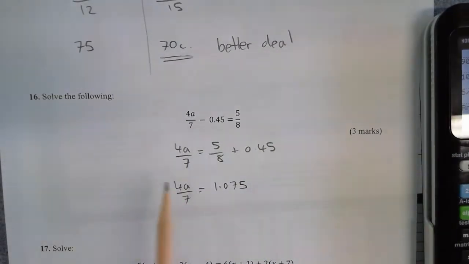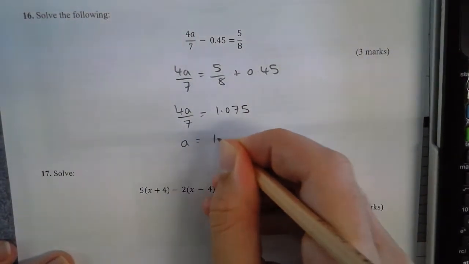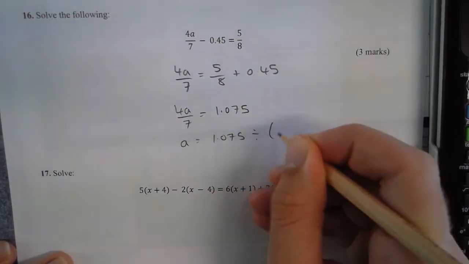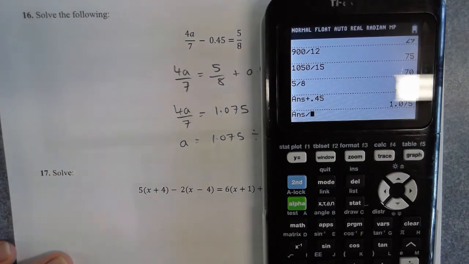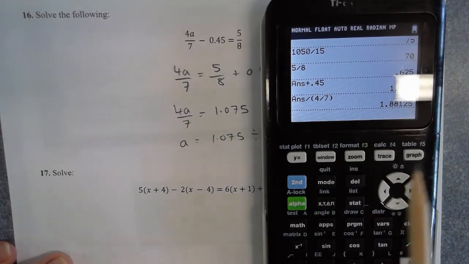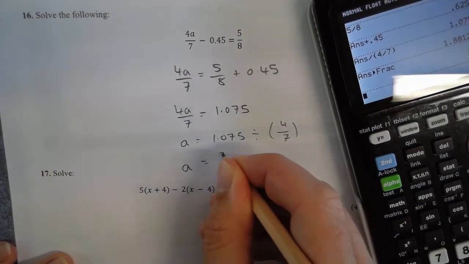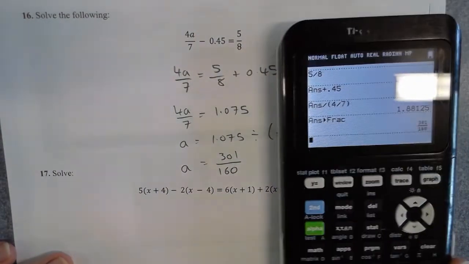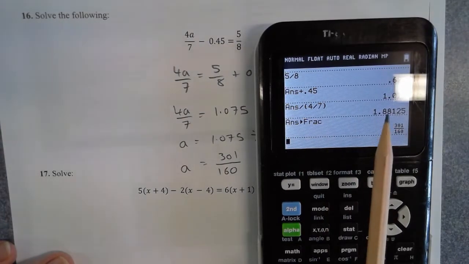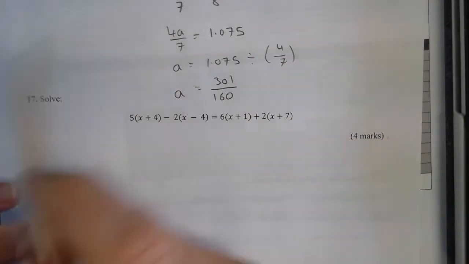Now the coefficient of x here is 4 over 7. So because we're multiplying it by 4 over 7, we could just divide it by 4 over 7. So I've still got my answer, I'm going to press divided by 4 over 7. Now that's quite a horrible number there, so I'm going to turn it into a fraction. So our answer is 301 over 160, but you could have answered as a decimal as well, which is 1.88125.